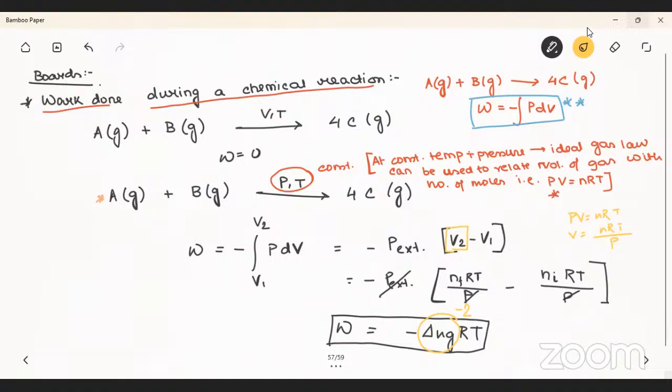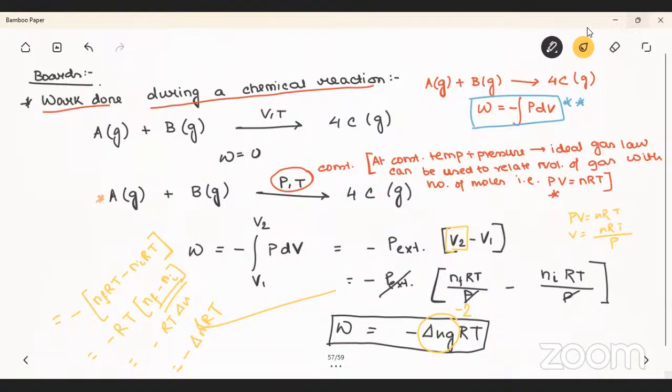So what is coming here? If I write one more statement, minus n final RT minus n initial RT. If I take RT common, n final minus n initial. So what is this? Delta n, RT, and negative. So this will be minus delta nRT. Now is the derivation clear to everyone? Check and let me know. Is the derivation clear to everyone now?